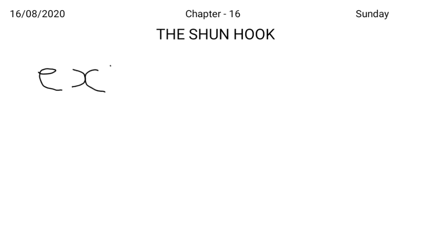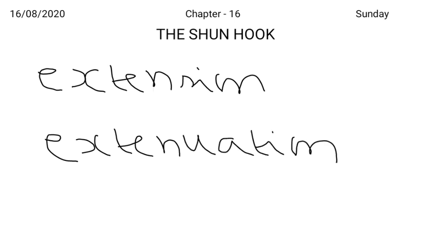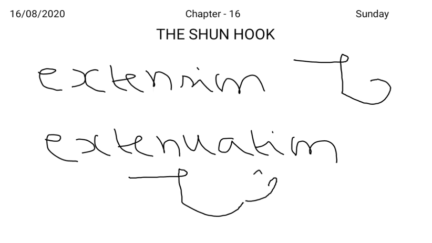In the same way, extension, extenuation. Extension, you can write Shun. There is no triphone before Shun. But in case of extenuation, before Shun, U and A, a triphone is there. We represent the sound of Shun by writing ish and n, so that you can distinguish between the words extension and extenuation.